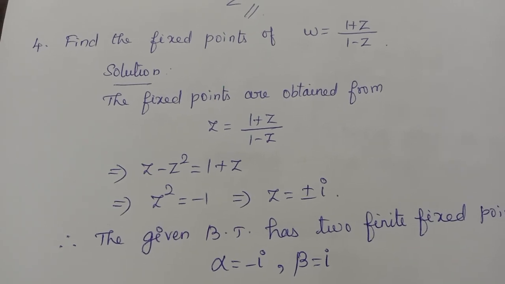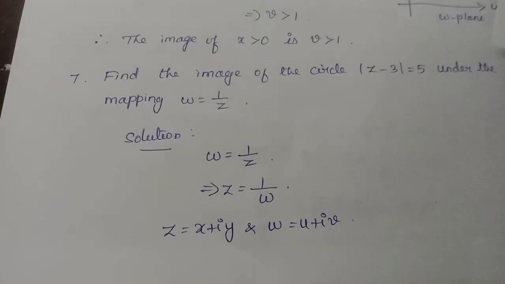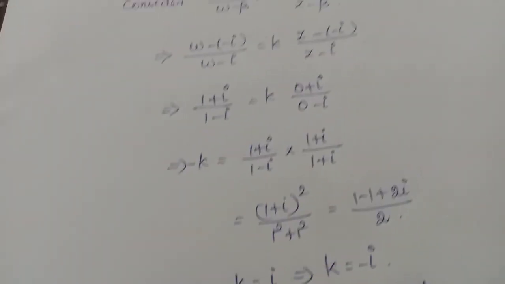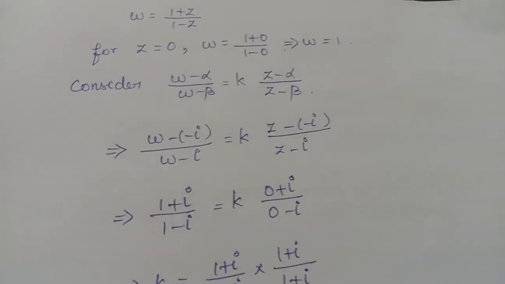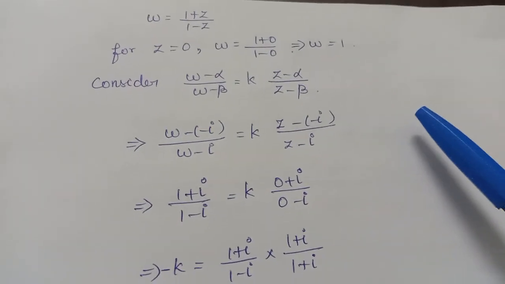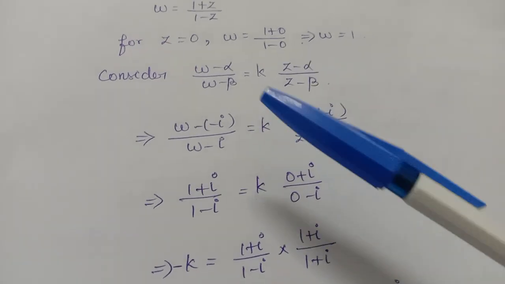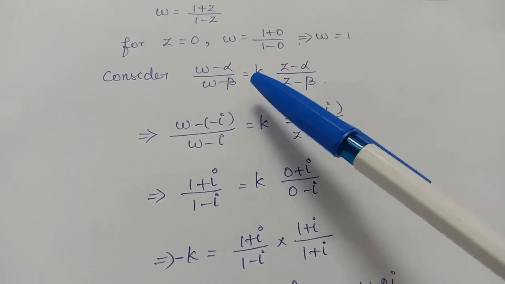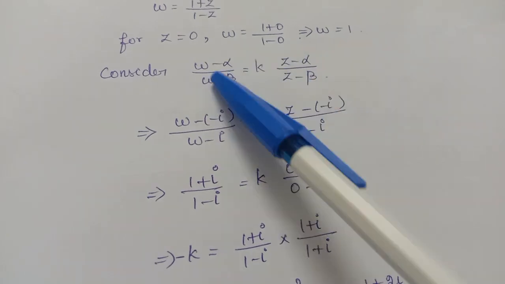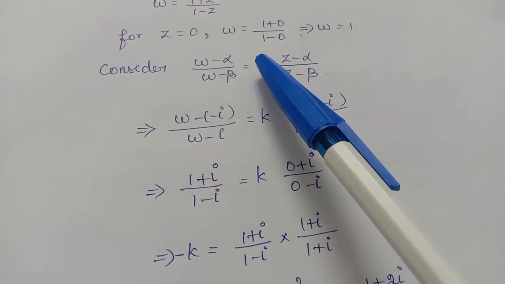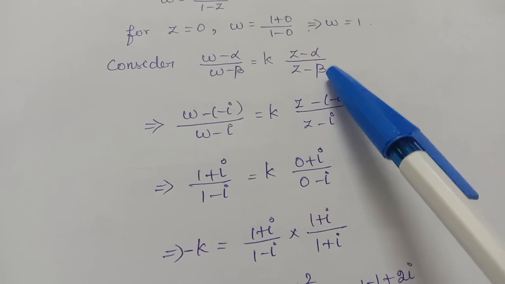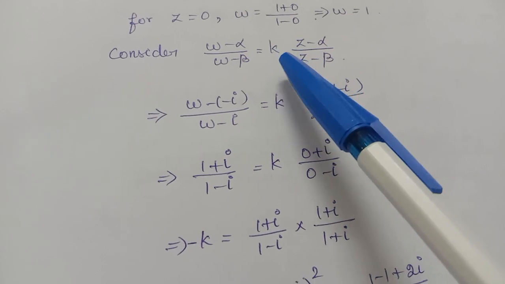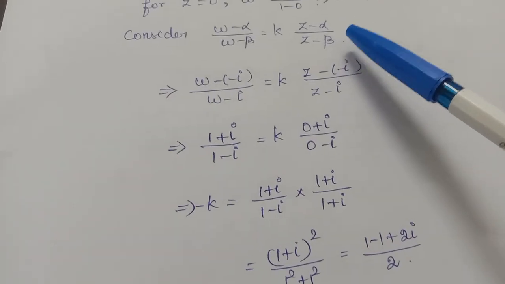If you are asked to find the fixed points, it is enough to stop here. Apart from this, based on the fixed points, we can classify the given bilinear transformation as elliptic, parabolic or hyperbolic. So that one I am doing here. I am going to identify what kind of transformation it is. So for that, here two finite fixed points. When a given bilinear transformation has two finite fixed points alpha and beta, you have to write it in this format: w minus alpha by w minus beta equals k into z minus alpha by z minus beta. In that way you have to write and find the value of k. Depending on the value of k, we can say whether it is elliptic or hyperbolic, like that.